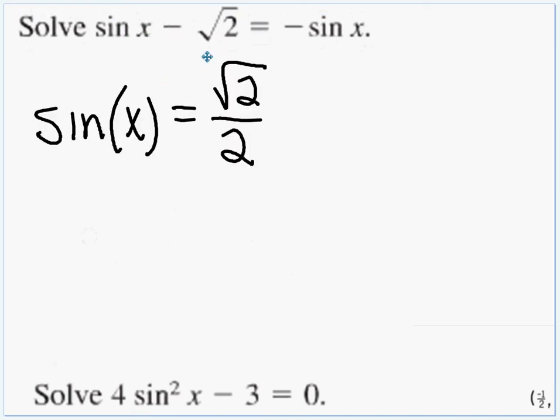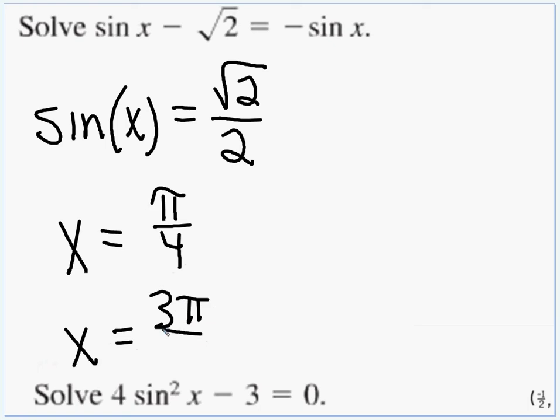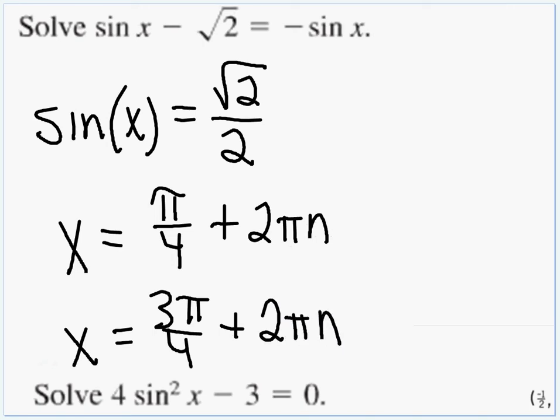So now we are in the top two quadrants. Where is our y value equal to root 2 over 2? That occurs at pi over 4, and also at 3 pi over 4. So there are the two solutions that come from one trip around the circle, but there are infinitely many more if we add or subtract a 2 pi n. More trips around the circle.